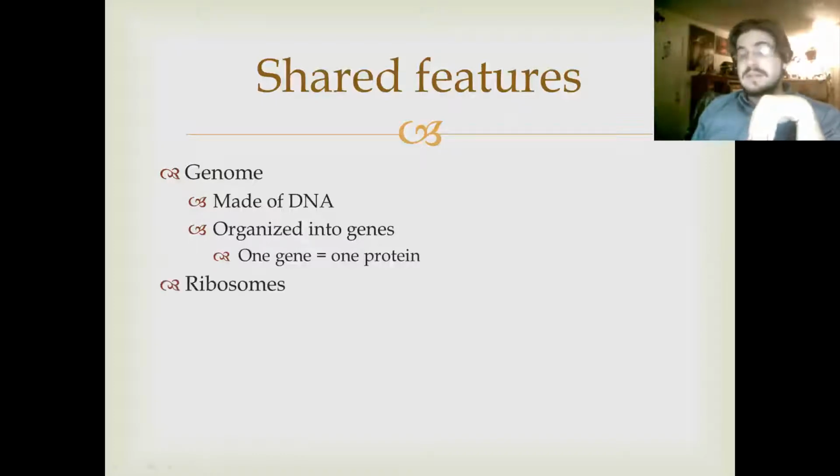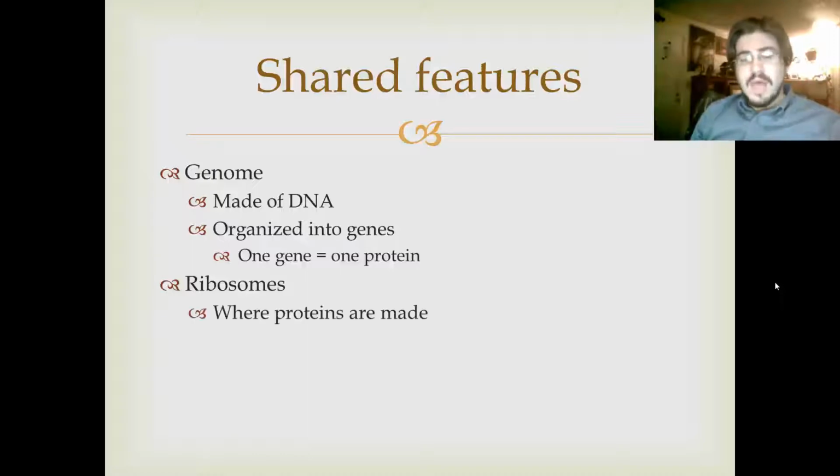And since your DNA is just a giant instruction manual for making proteins, we got to have some place to build those proteins. And that happens to be at the ribosomes. So if you remember from chapter 3, ribosomes are actually constructed of RNA. And these are the structures where proteins are made.